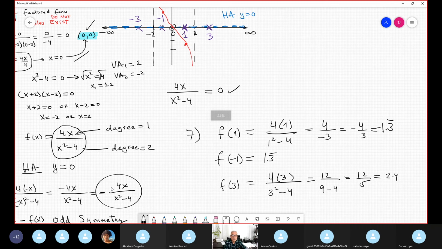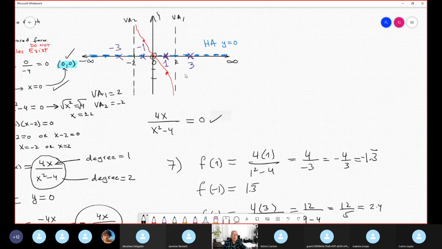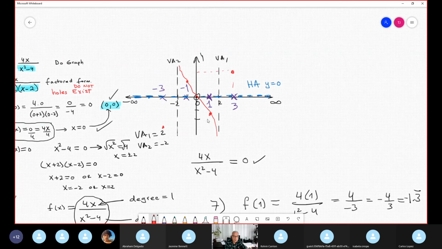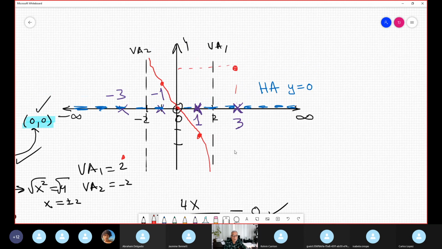3, 2.4. I put it a little bit here. 3, 2.4. This is my point. And what about -3? It's exactly the same, but opposite sign, -2.4. So it's -2.4. Okay, so to have a rough approximation, my curve looks like that.